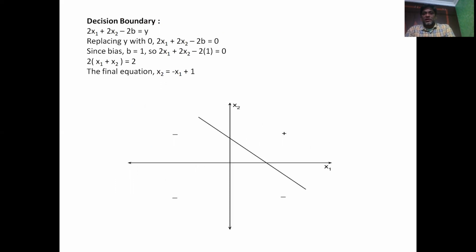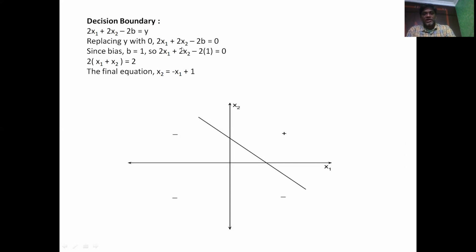So once we are done with our design of neural network, we can draw a decision boundary based on the weights that we got over there. The weight vector is 2, 2, -2. Therefore, the formula becomes 2x1 plus 2x2 minus 2b is equals to y. That means the target is calculated as 2x1 plus 2x2 minus 2b. That is the formula. Let us replace this y with 0 to get an equation for the line.